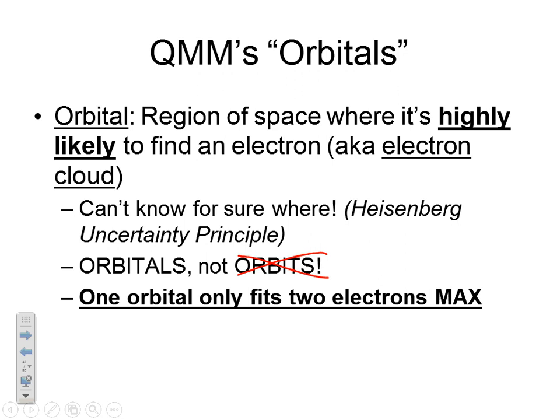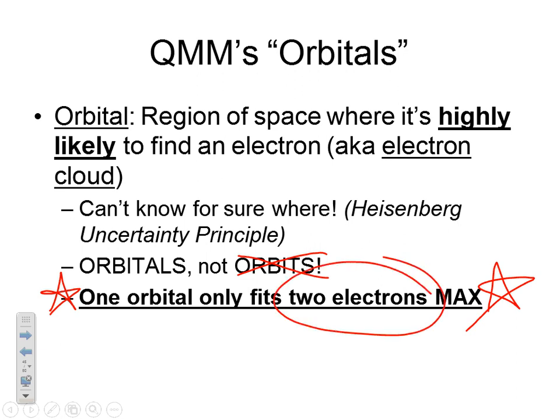One huge key point about this is that an orbital can fit a maximum of 2 electrons. An orbital can only hold 2 electrons. So when we're talking about this region of space where it's highly likely to find an electron, it's possible that it could be a region of space where it's highly likely to find 2 electrons. There might only be 1 electron there, and it might even be an empty space, but you cannot put 3 electrons within the same orbital. So it maxes out at 2 electrons per orbital.